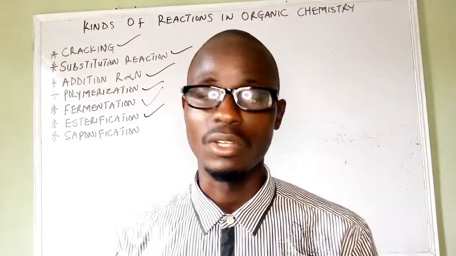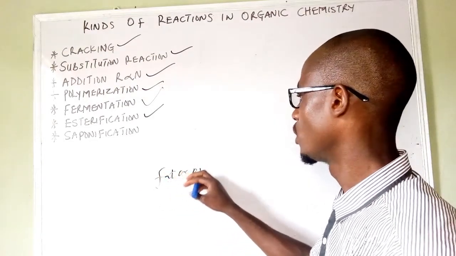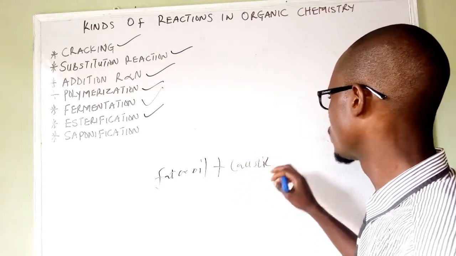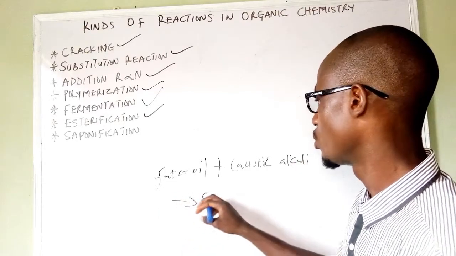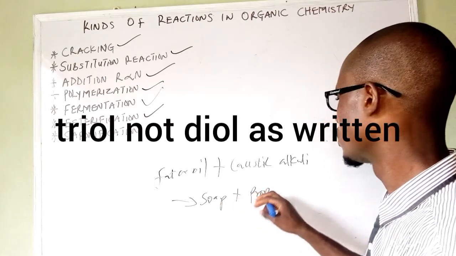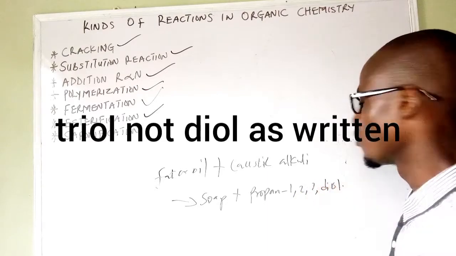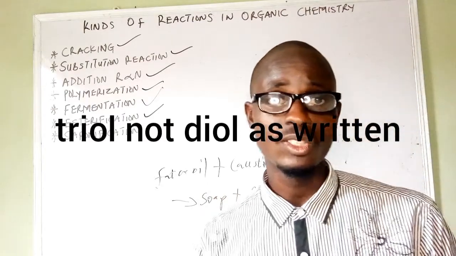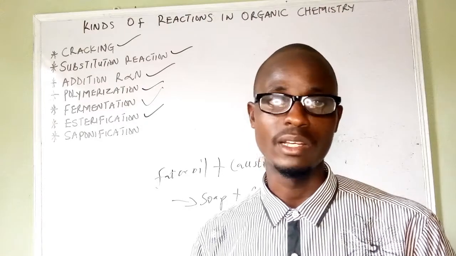So that is saponification. Saponification involves fat or oil plus caustic alkali to end up producing soap plus propan-1,2,3-triol. That is saponification. You can generally define that as the hydrolysis of fat or oil by caustic alkali to produce the corresponding soap salt and glycerol.